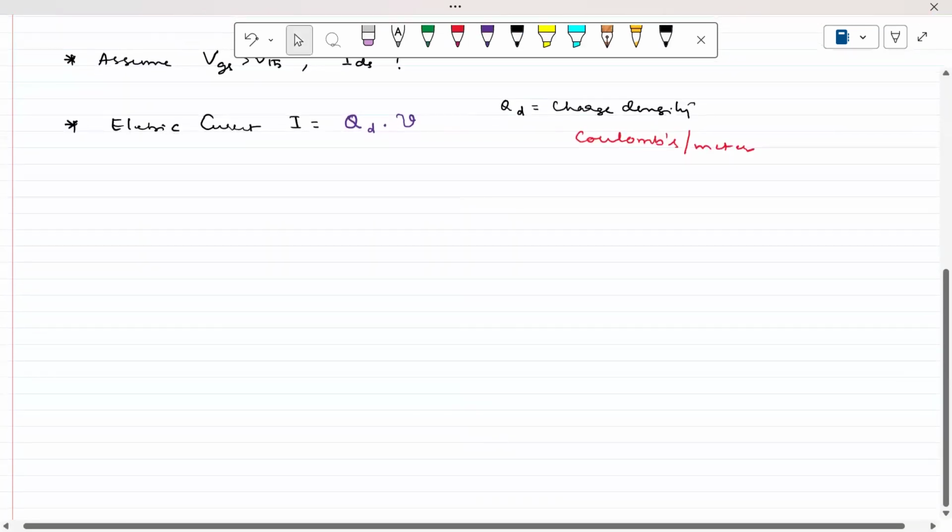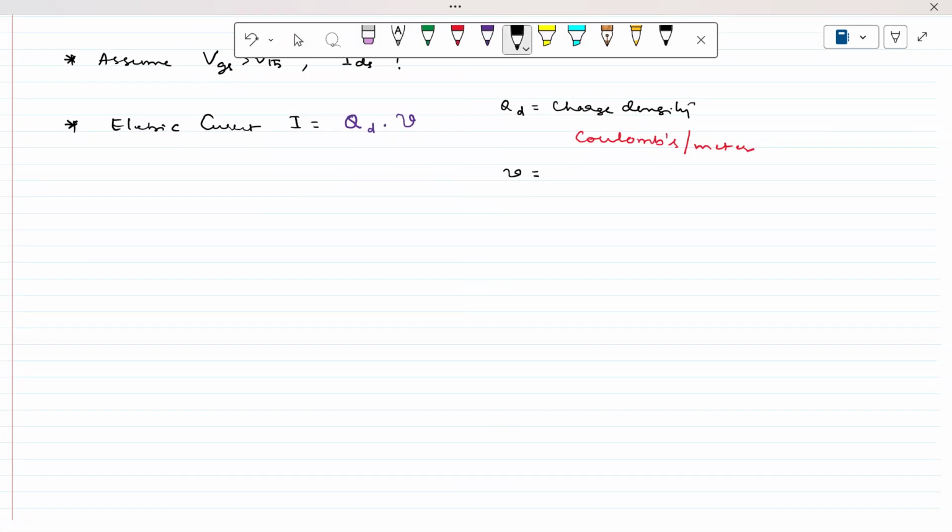What is the small v? It is the velocity of the charge carrier. Of course, it's a carrier only, because inside the channel we see only carriers. That's the reason. What is the unit of this one? Meter per second. Very good.